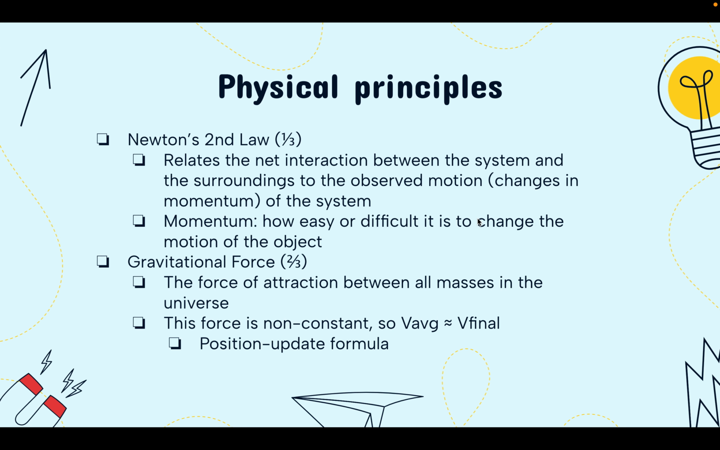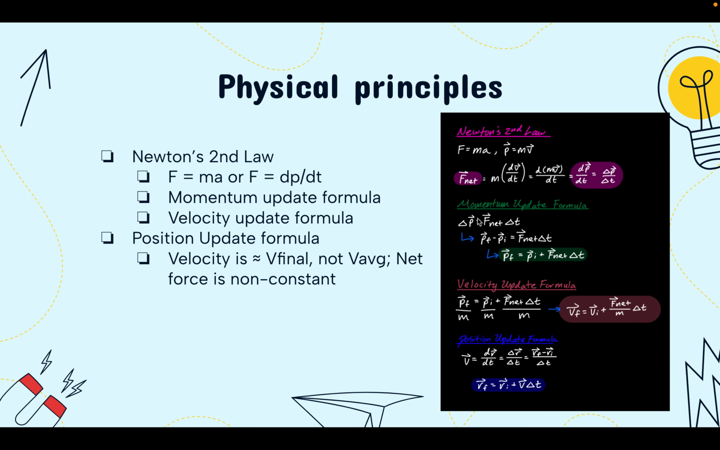Physical principles: we have Newton's second law, which essentially relates the interaction of the system and surroundings with the observed motion of the system, which is a change in momentum. Momentum is how easy or difficult it is to change the motion of an object. Gravitational force is the force of attraction between all masses in the universe. In our specific case, the force is non-constant, which means that the average velocity is approximately equal to the final velocity, which we end up using for the position update formula.